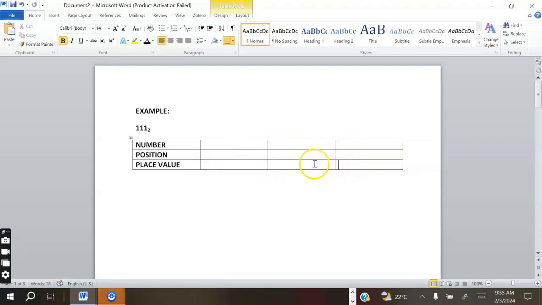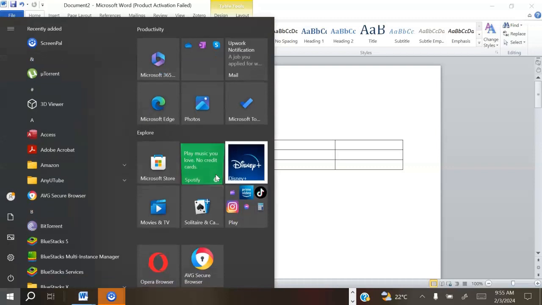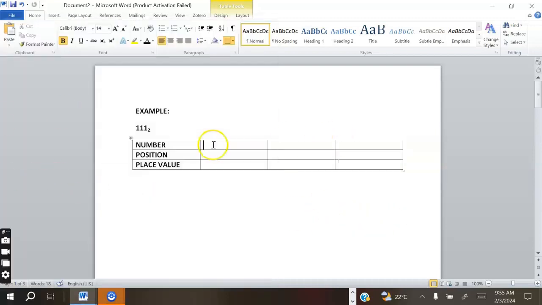So we have our previous example, that is 111. To convert this one to decimal, you write down the number, that is 111. Then you write the place value, that is 0, 1, and 2. So the base is 2, base is 2, base is 2. So this one is supposed to be raised to power 2. 2 raised to power 2 is 4.